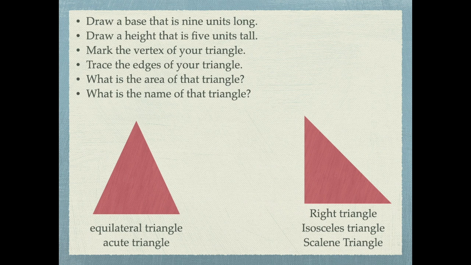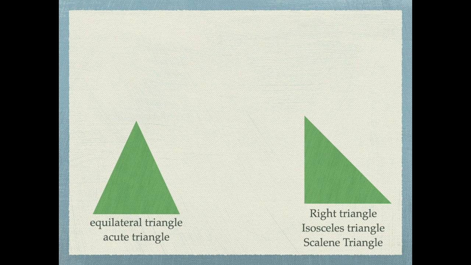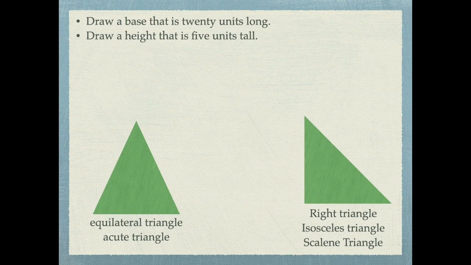But now here's my deeper question. How does that compare to the first one that you drew? Look at the two you drew and think about how they're the same. And here comes your last one. I want you to draw a base of a new triangle, and that base is going to be 20 units long. But the height is only 5 units tall. So it's going to be like kind of wide and kind of short.